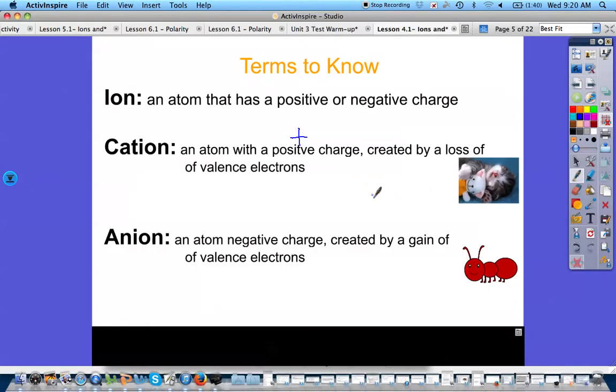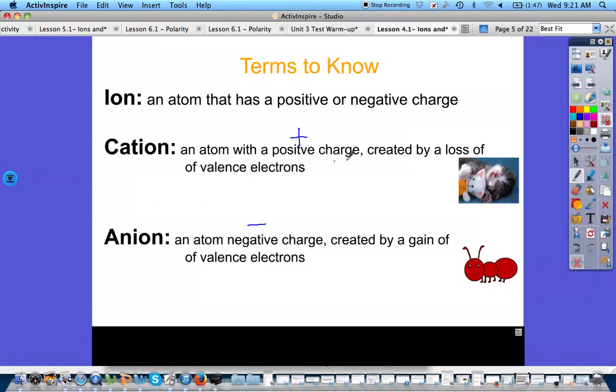An anion is an atom with a negative charge. It is created by a gain of valence electrons. So again, our protons and electrons are neutral. When we gain electrons, we're going to have more negative charges than positive charges, giving it an overall negative charge. Our atoms gain and lose electrons in order to have a full octet of 8 valence electrons. And so they get these charges.